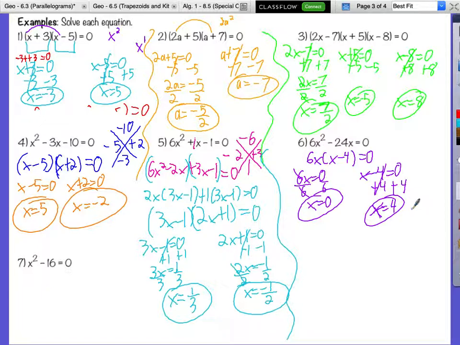Question on that one? Okay. So here, do we always have to factor by doing our x or difference of 2 squares? No, sometimes it's just a GCF and we're done.